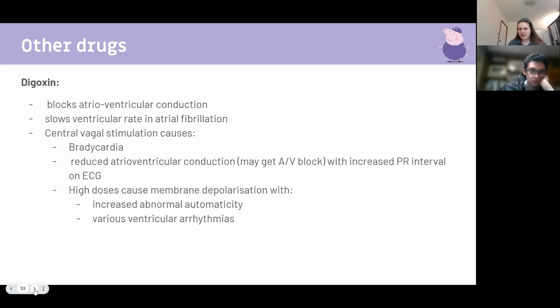Digoxin, David also touched on this beautifully. Pretty much digoxin is like a vagal stimulation, so it helps slow down the heart. It makes bradycardia and slows down conduction, but just be careful to keep it in smaller doses. In larger doses, it actually makes the heart more irregular. So small doses of digoxin is good.